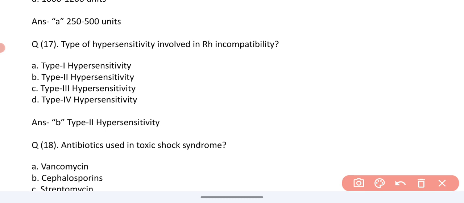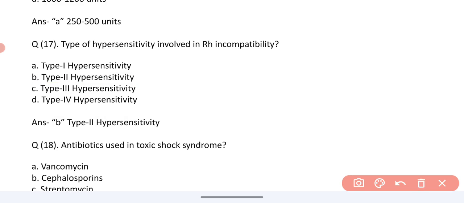Multiple sclerosis. Just now we completed the neurosensory class. Multiple sclerosis is an example of type 4 hypersensitivity reaction. Myasthenia gravis is an example of type 2 hypersensitivity reaction. Okay, fine. And let's come to the question.